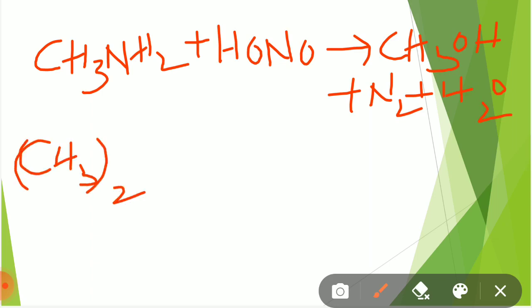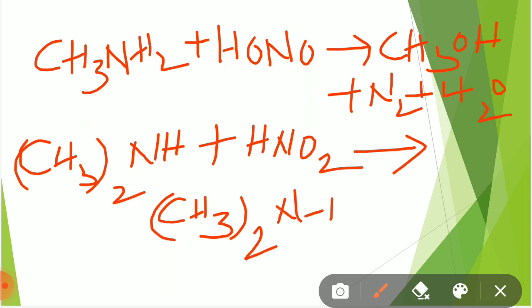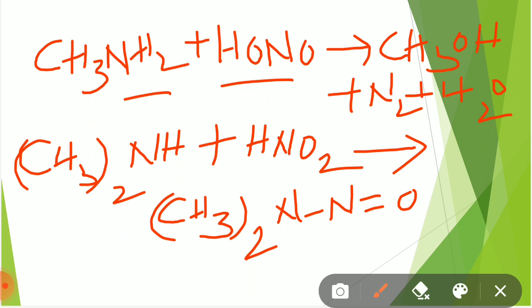Dimethylamine reacts with nitrous acid and is converted to N-nitrosodimethylamine. So primary amines react with nitrous acid to form methyl alcohol with the liberation of nitrogen. The secondary amine dimethylamine reacts with HNO2 and is converted to N-nitrosodimethylamine.